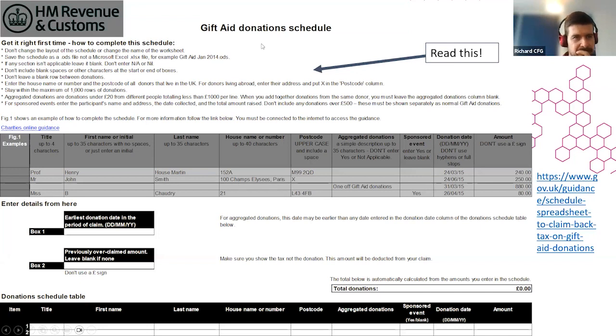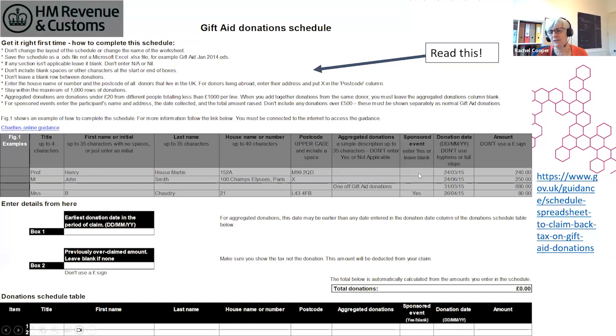So there's some very clear guidance. Don't change the layout of the spreadsheet. And although it looks like a common or garden Excel file, you have to save it as open source. So you have to save it as a .ods, not as an XLS or an XLSX. I won't try and say that again because I seem to be falling over it. And that's just so that they can use it as they want to use it.